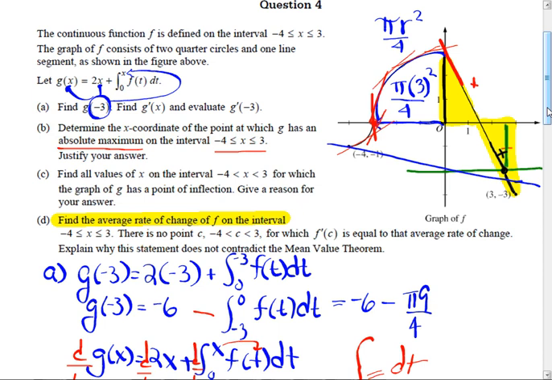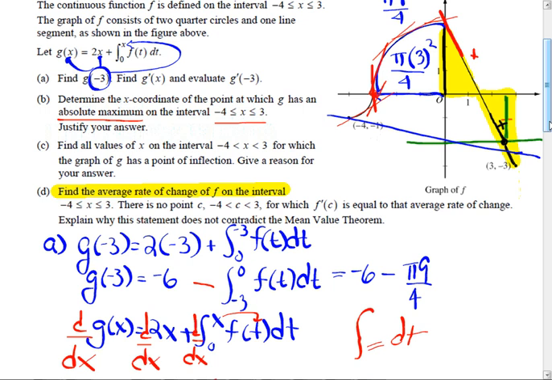Oh, I'm sorry. I goofed. Okay, so I was just thinking out loud there. So it isn't. Well, why does that not contradict the mean value theorem?